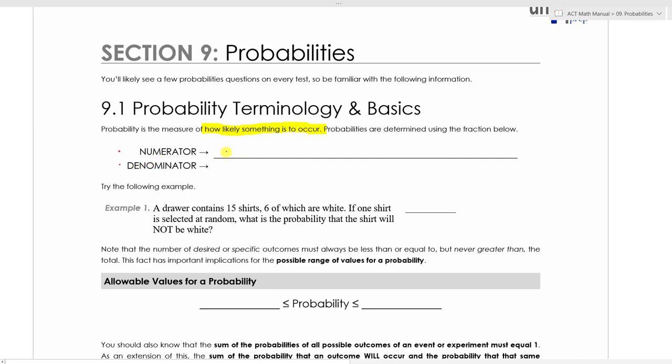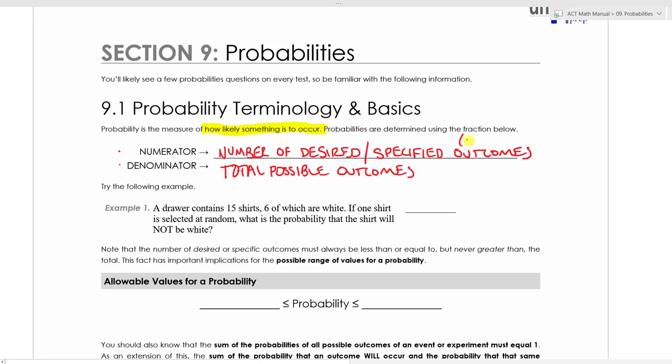The numerator in our probability fraction will be the number of desired / specified outcomes. The denominator of this fraction will be total possible outcomes.